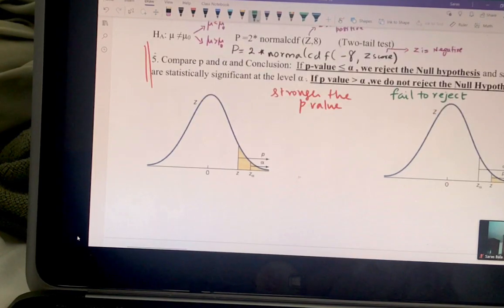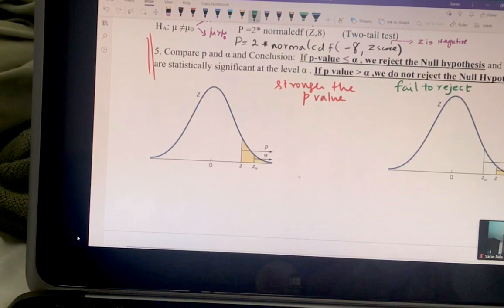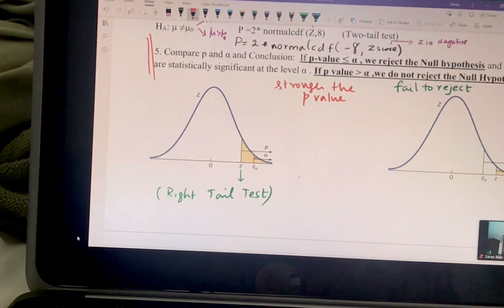So this is your example here. Your alpha is usually, as I told you, 5% or 1%. That is the probability, that is the area, and this is the z-score in your right-tail test. If the z-score is positive, then you see that your p-value is greater than or equal to alpha. So this is your alpha.